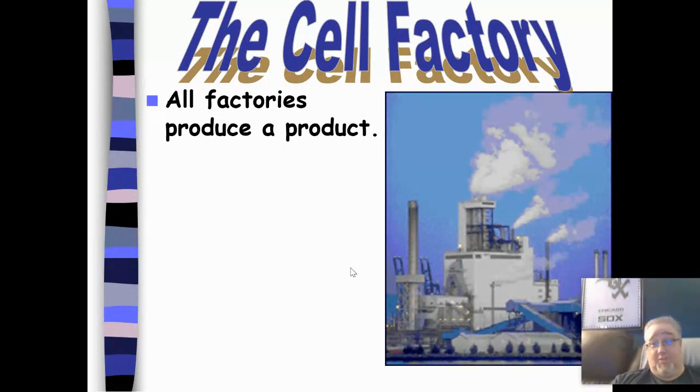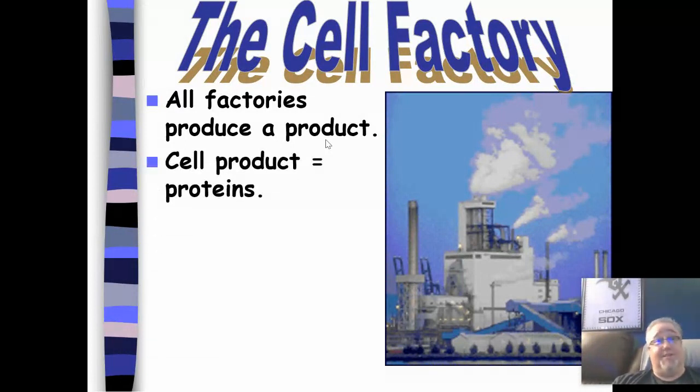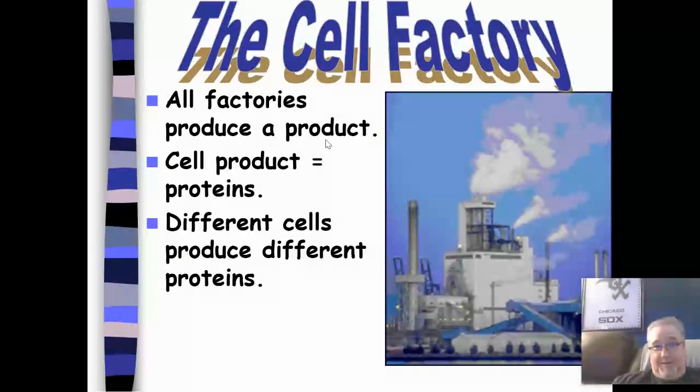What do cells produce? All factories produce a product, right? A candy factory produces candy. A pencil factory produces pencils. A car factory produces cars. What does the cell factory produce? It produces proteins. Remember that. All cells produce proteins. Now, not every cell produces the same proteins, right?